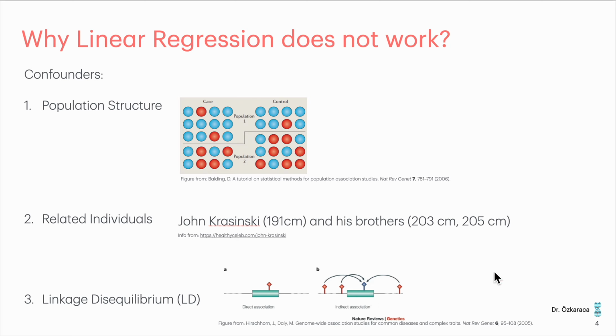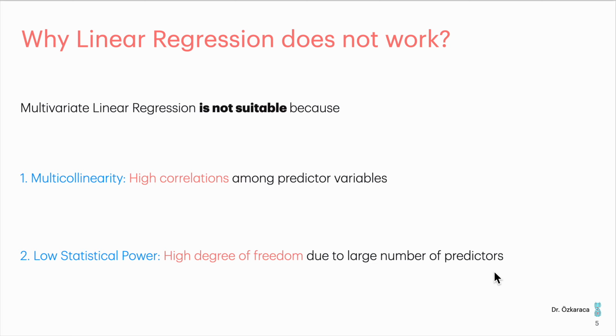So because of these known or also other possibly unknown confounders, the linear regression setting is not working. And now in the next slide, I will explain how we can define a linear mixed model setting. But before that, I would like to talk about why we are not considering a multivariate linear regression setting.